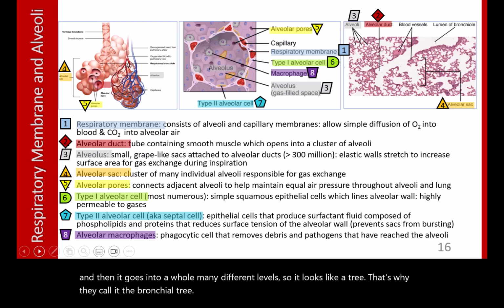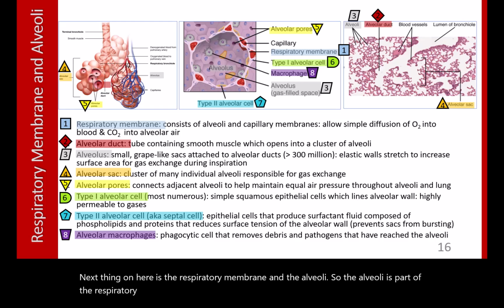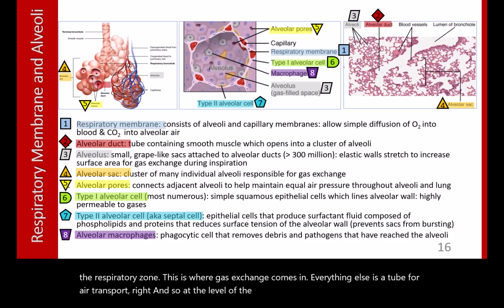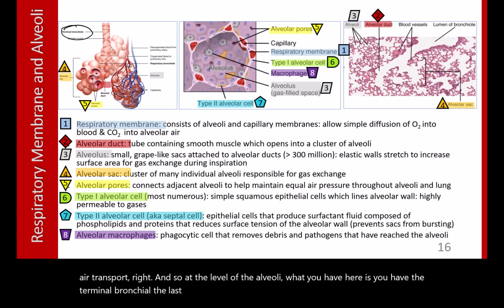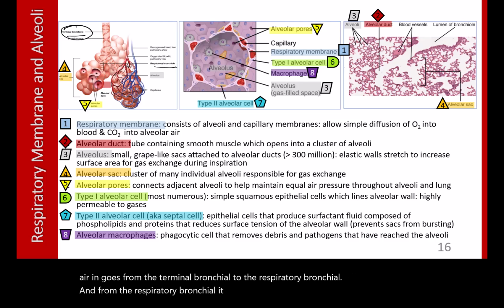Next thing on here is the respiratory membrane and the alveoli. So the alveoli are part of the respiratory zone. This is where gas exchange comes in. Everything else is a tube for air transport, right? And so at the level of the alveoli, you have the terminal bronchiole, the last level, and as you breathe, air goes from the terminal bronchiole to the respiratory bronchiole.